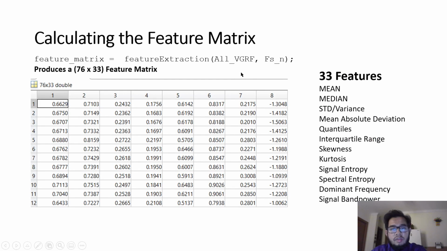This function takes in the input from all VGRF and FSN matrices. It produces a new feature matrix of 76 times 33. 76 is the number of subjects and 33 is the number of features we're using here. There are 33 statistical features, like mean, median, and others. You can take more or fewer features, but more features are normally good for machine learning.